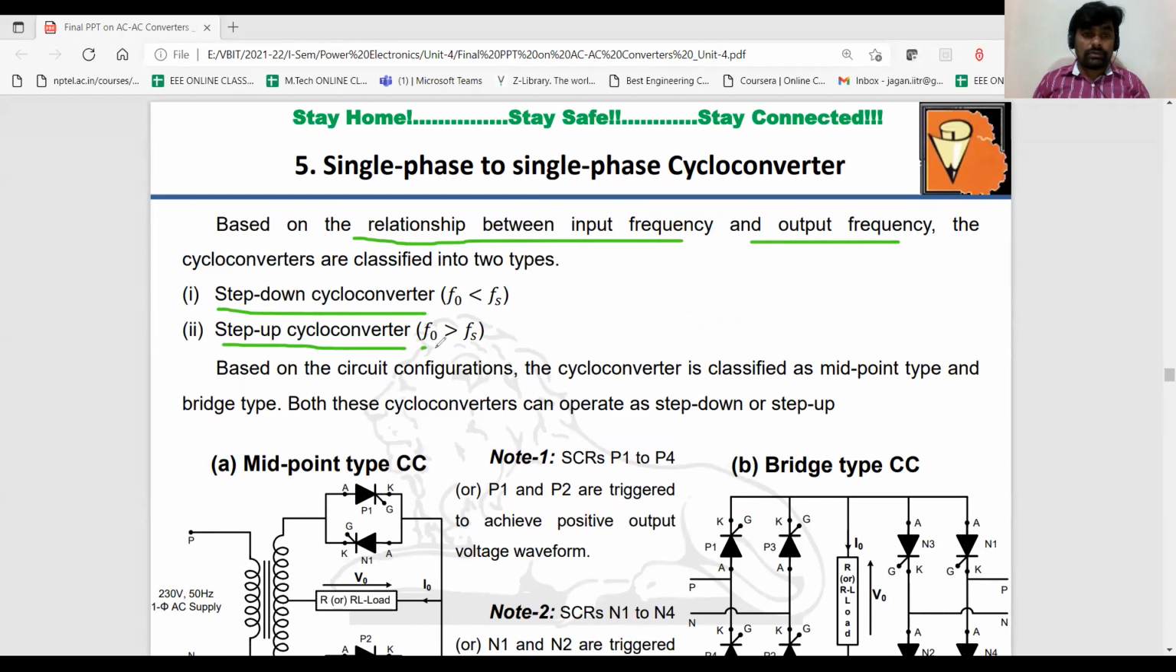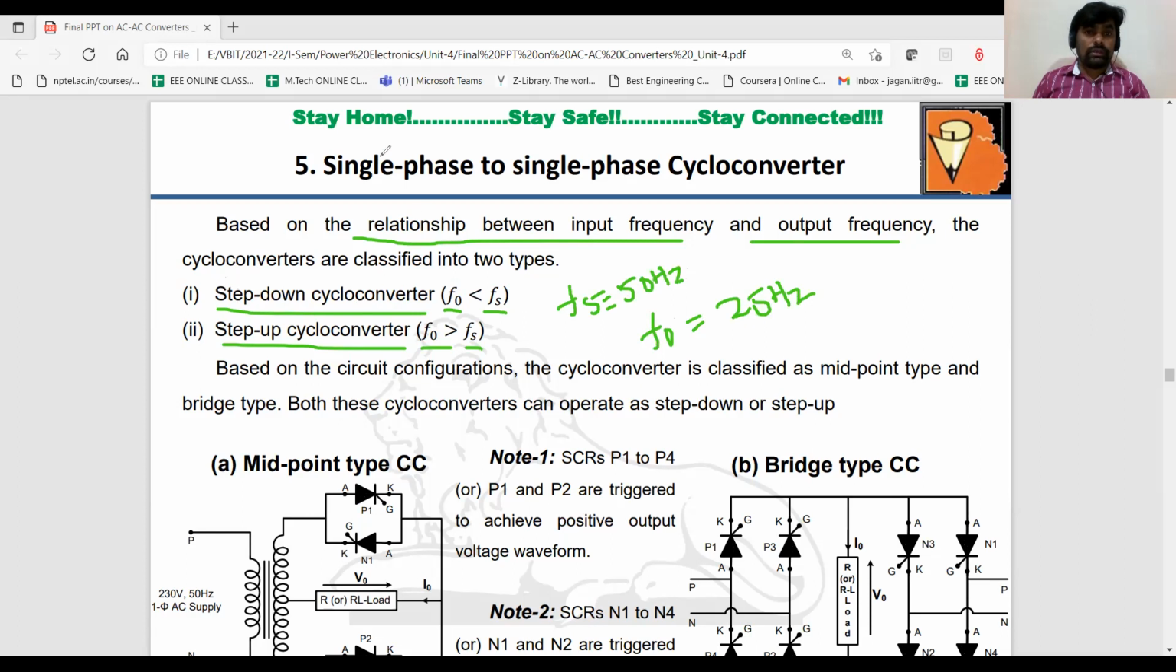In case of a step up cyclo converter, the output frequency is more than the supply frequency, but in case of a step down cyclo converter, the output frequency is less than the input frequency. In this video, I am going to explain the step down cyclo converter. I will take the supply frequency as 50 Hz and I will try to get the output frequency as 25 Hz. Right? So this is what I am going to achieve.